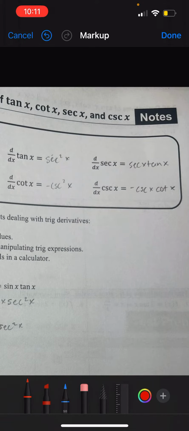The derivative of tan x is equal to secant squared x, and the derivative of cotangent x is equal to negative. What I learned is if it starts with a c, then you know it's going to be negative. That helps me a little bit. So here we have negative cosecant squared x, and then the derivative of secant is secant x tangent x, and then for cosecant, because it starts with a c, it's negative, so it equals negative cosecant x cotangent x, right?